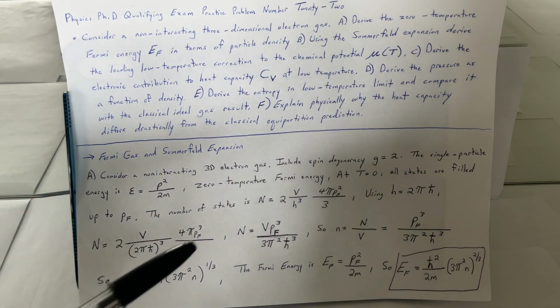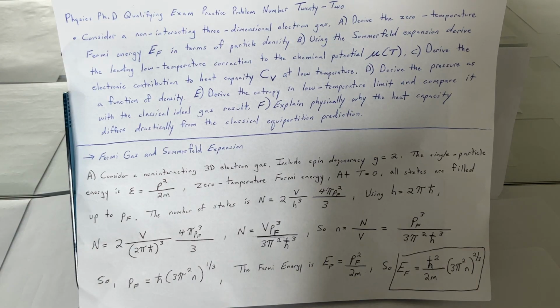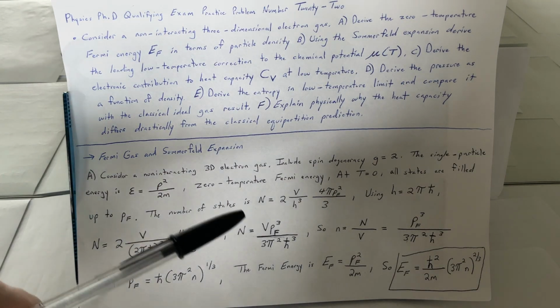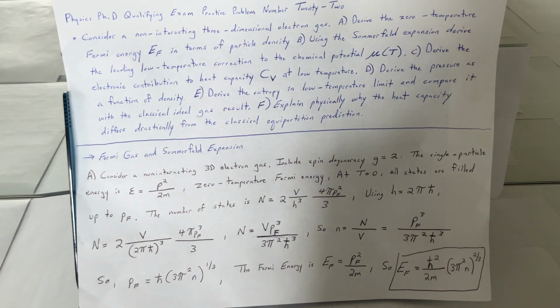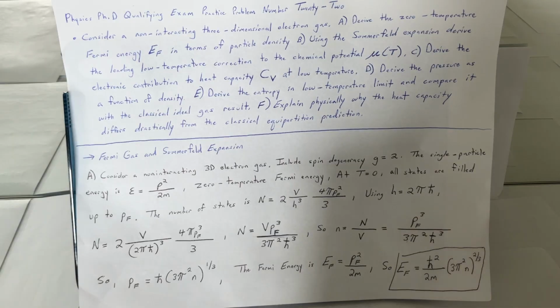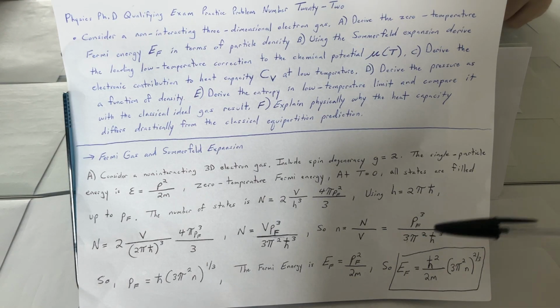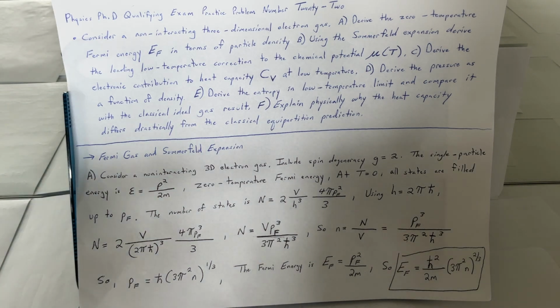F cubed over 3. So our N is going to equal V times p sub F cubed divided by 3 pi squared h bar cubed. So now lowercase n is equal to capital N over V, and that's going to equal p sub F cubed over 3 pi squared h bar cubed. So p sub F is going to equal h bar times the quantity 3 pi squared n to the 1/3.